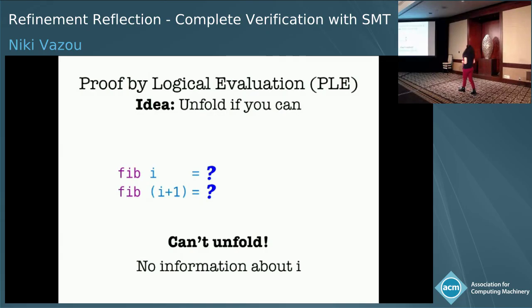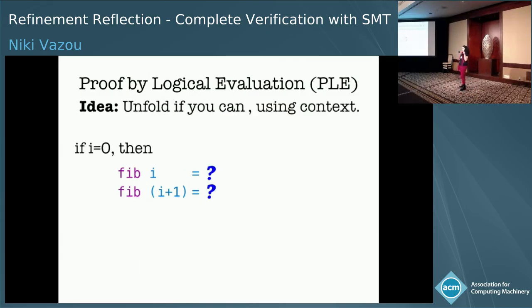i plus 1. But if I know from the context that i is exactly equal to 0, then I can go and unfold both these terms to 1. And if I know from the context that i is equal to 1, then again, I can go and unfold these two terms to what they evaluate to. So I can go and unfold fib of i to 1 and fib of i plus 1, which is fib of 2, to fib of 1 plus fib of 0. And then, because PLE sees these two new terms, it is going to unfold them too.